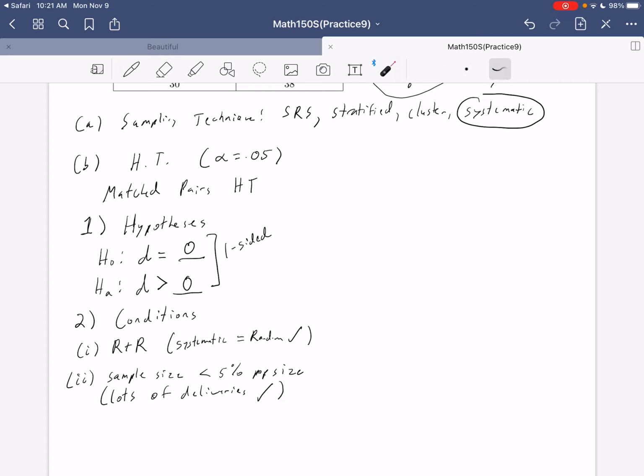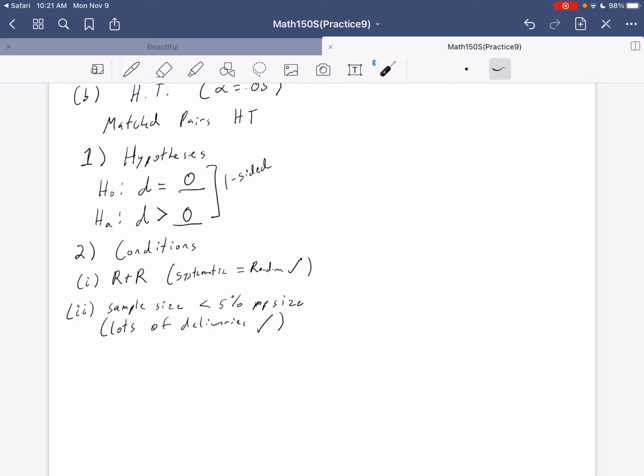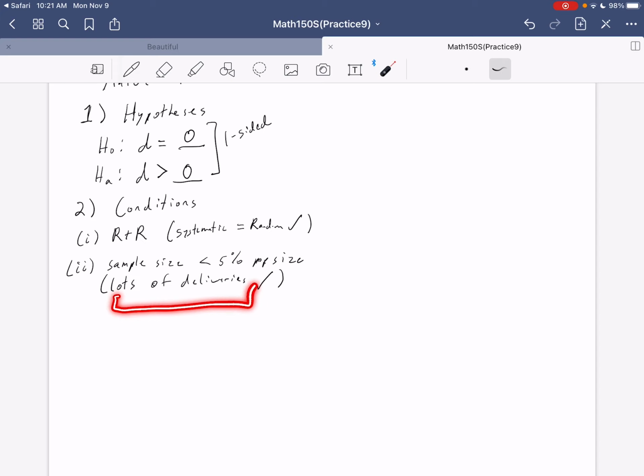So again, in the situation where the population size is not given or there's no information about the population size, you simply want to say lots of and then correctly identify what that population is. All right, and finally, condition 3.